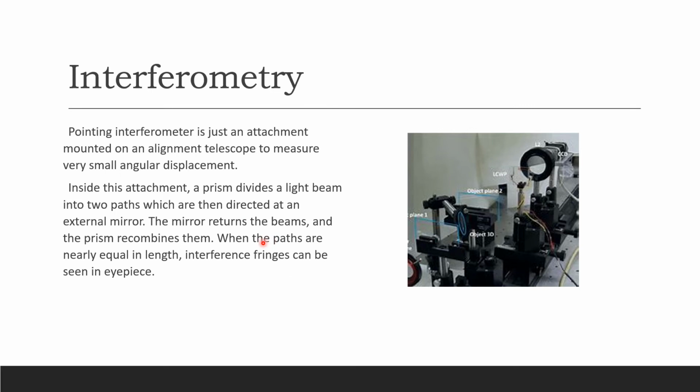The mirror returns the beams, and then the prism is going to recombine them. When the paths are nearly equal in length, interference fringes appear, and you can see that in the eyepiece. Remember the fringes, the dark little shapes that you can see in your eyepiece. You count them for your measurement.